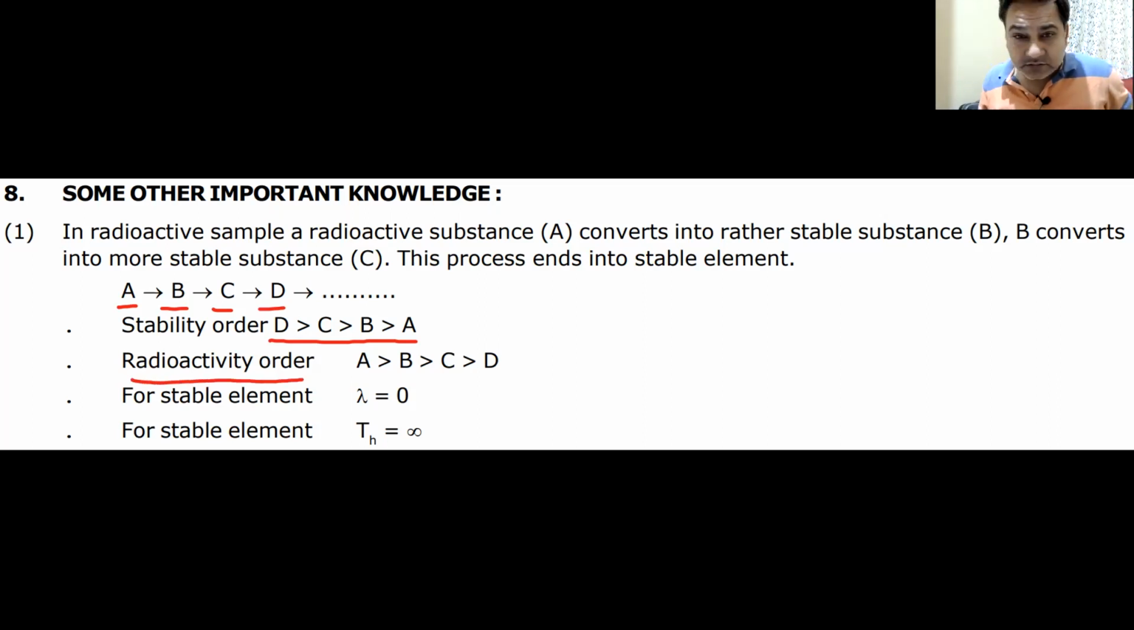Radioactivity order, the rate at which they decay: A will be decaying fastest, then B, then C, then D. Whenever we end up with a stable nucleus, lambda will be 0, and its half-life will be infinite. For a stable nucleus, half-life is infinite. It will never decay. It will just remain like this.